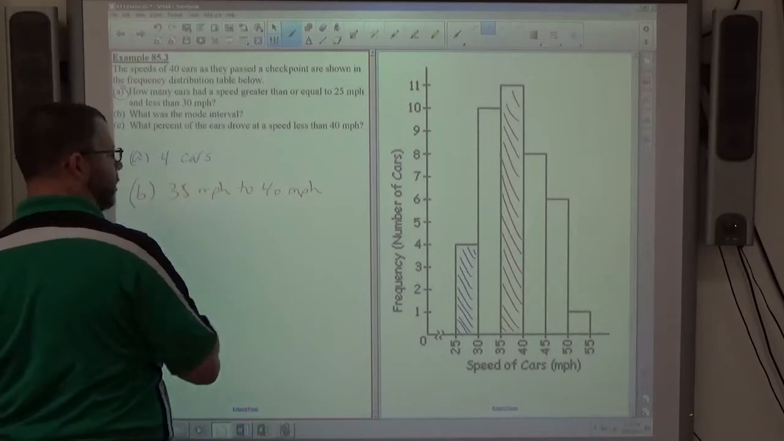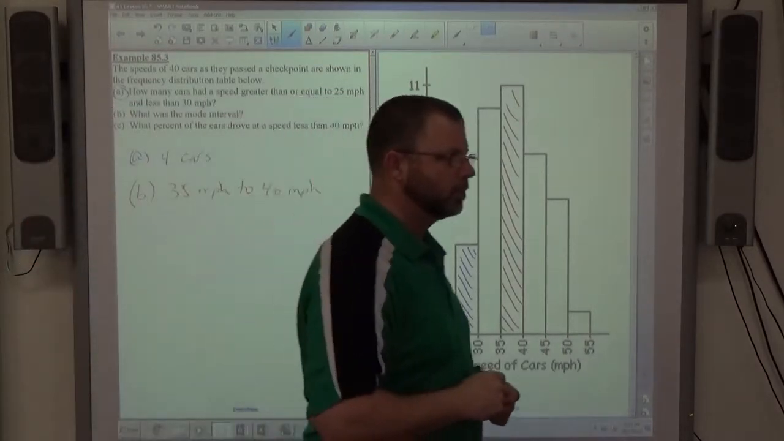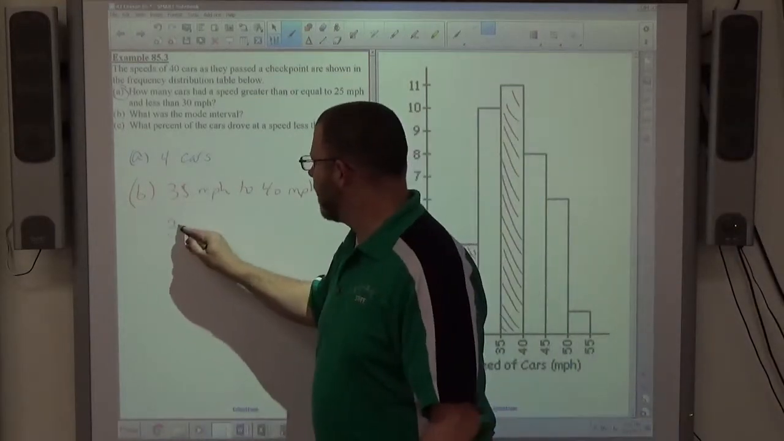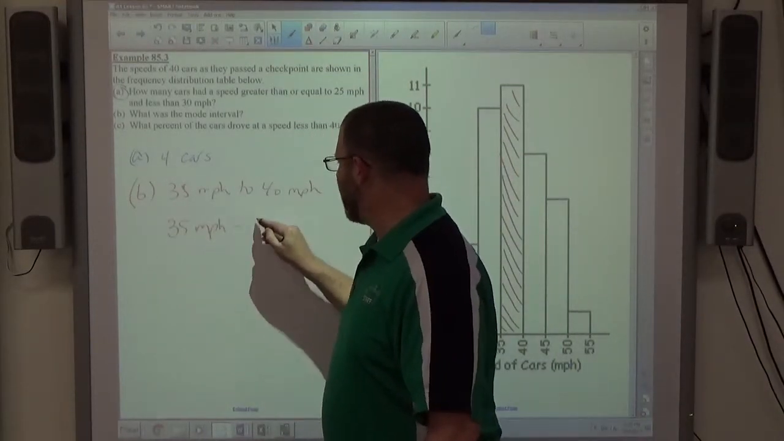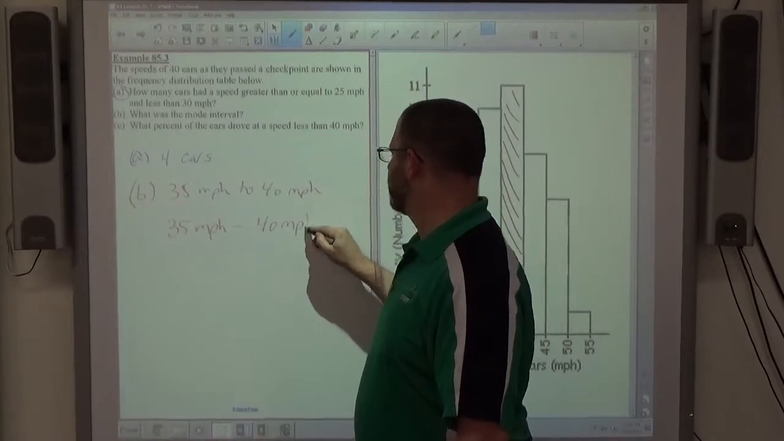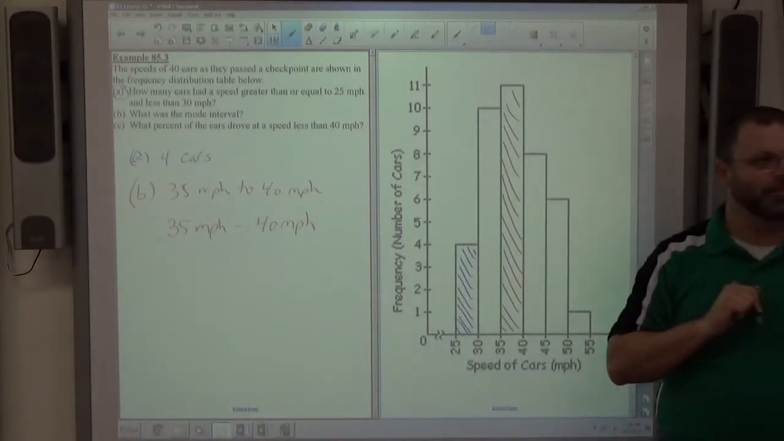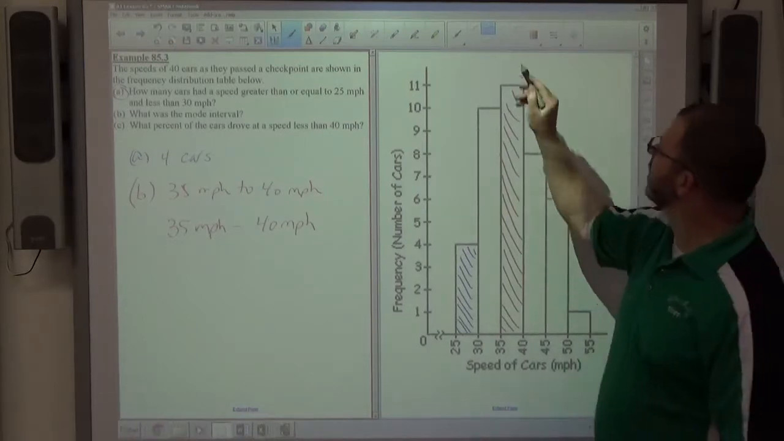Can we just put a line through "to"? Like instead of "to," put a dash, like 35-40? Yeah, I suppose. 35 miles per hour dash 40 miles per hour. It is easier to do that than just write the word "to" out. So yeah, that's fine. It means the same thing.